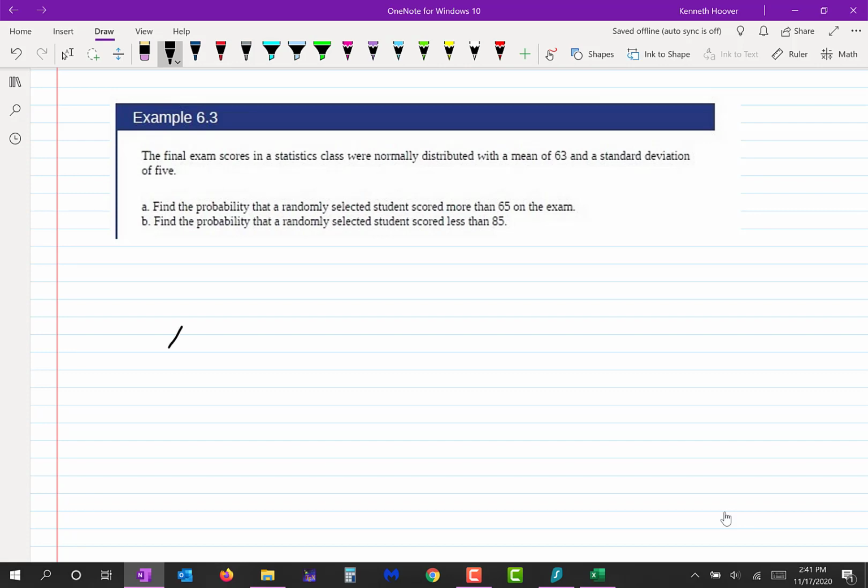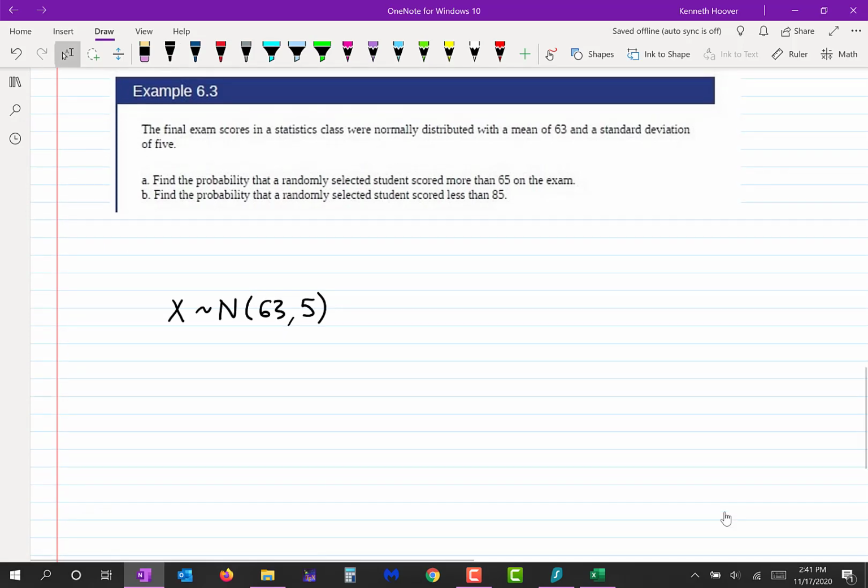Okay, so the scores were normally distributed. We'll use x as our variable. X is normally distributed. The mean is 63. And the standard deviation is 5. So I already have in my mind an idea of what the bell curve looks like for these scores. The center is at 63.